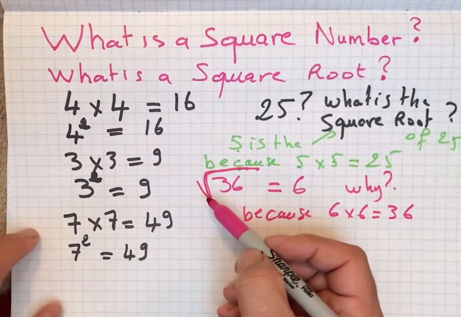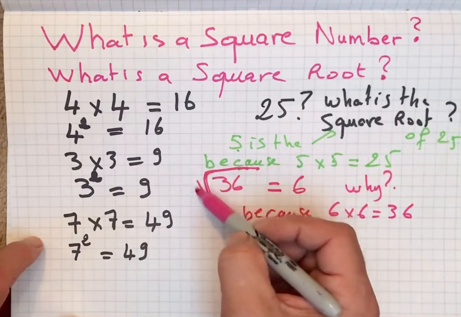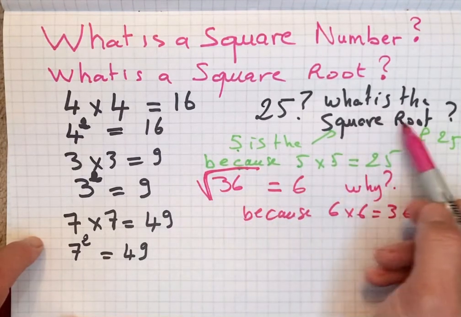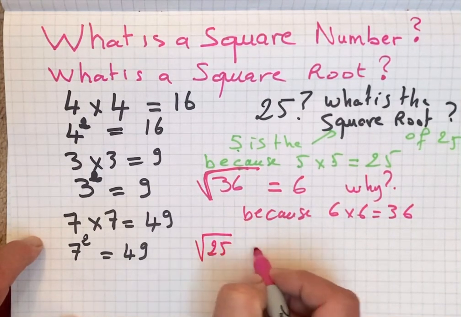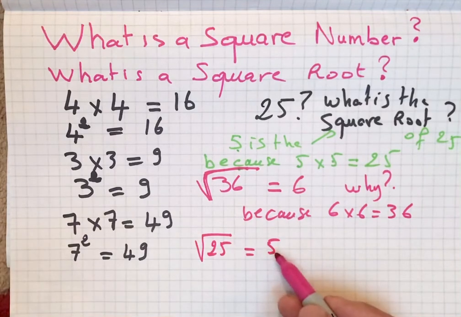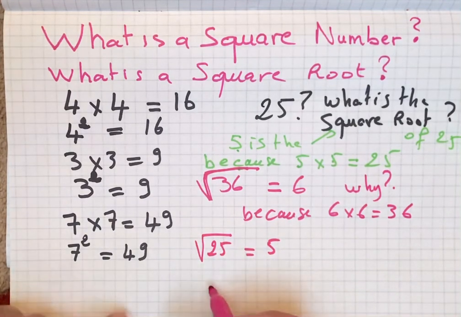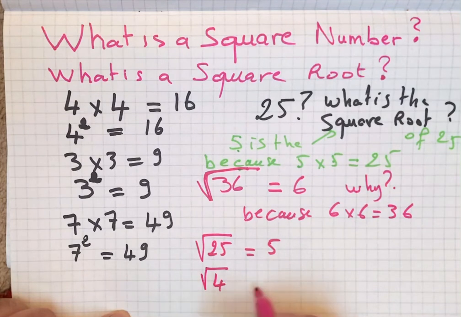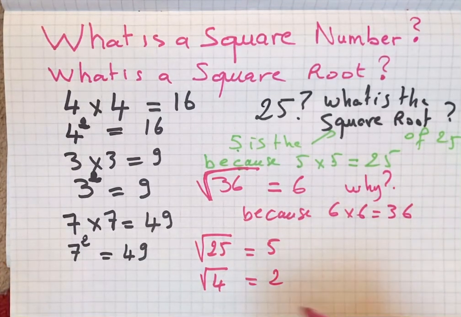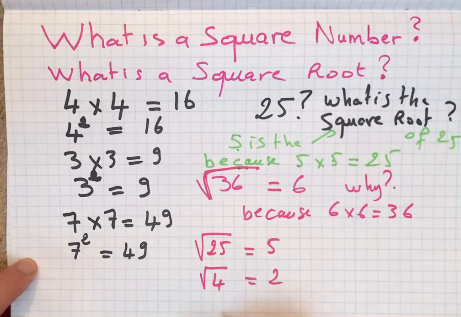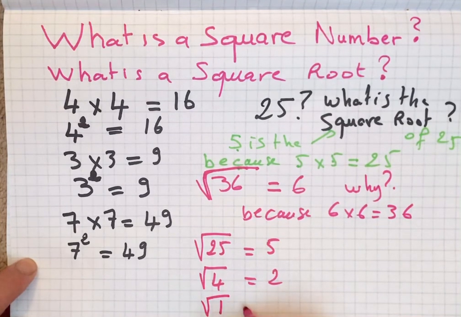So we learn now that instead of writing the words square root, we just write it like this. The square root of 25 equals 5, because 5 times 5 equals 25. The square root of 4 equals 2, because 2 times 2 equals 4. A hard one now: what is the square root of 1? The square root of 1, of course, equals 1, because 1 times 1 equals 1.